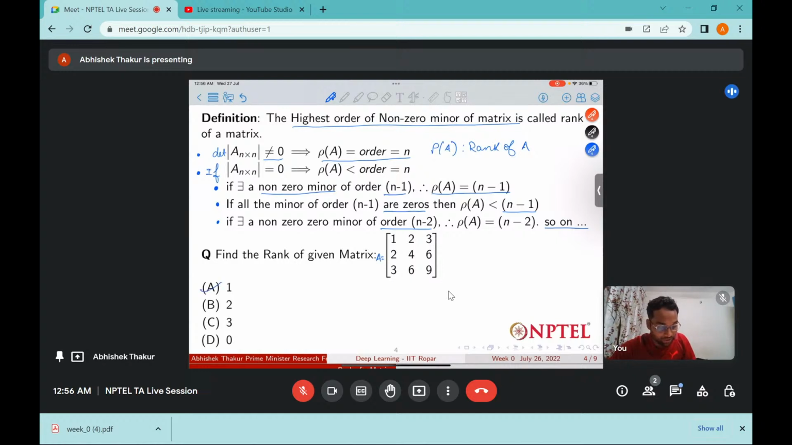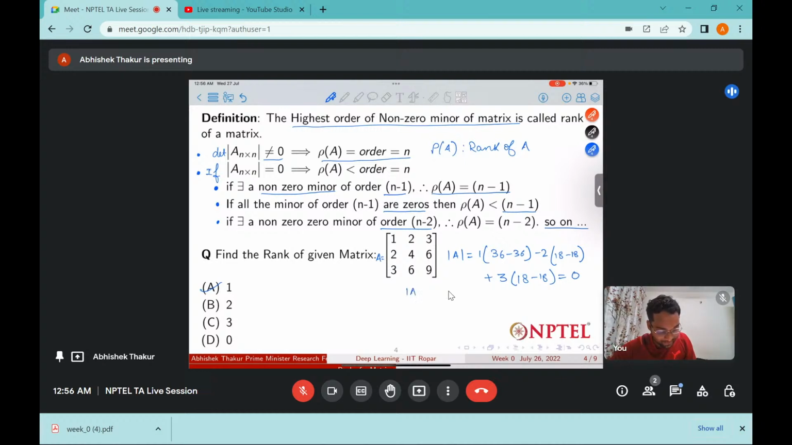In this, we use the highest order of non-zero minor. So first we will find the determinant of A, that is equal to 1 into (36 minus 36), minus 2 into (18 minus 18), plus 3 into (18 minus 18). So this is 0.